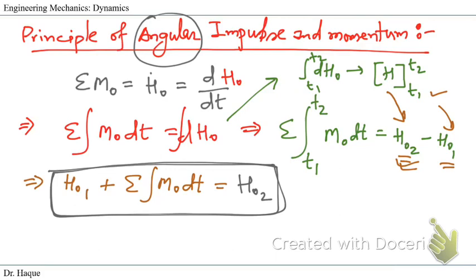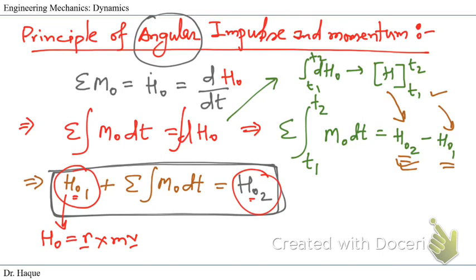Let's again talk about what the terms are. HO1 and HO2 are the moments of the linear momentum of the particle with respect to a point O. This is HO. So from point O, these are the linear momentum, and these H are defined, from the previous lecture, as the position vector cross product with mass and velocity vector. So this is the H definition.